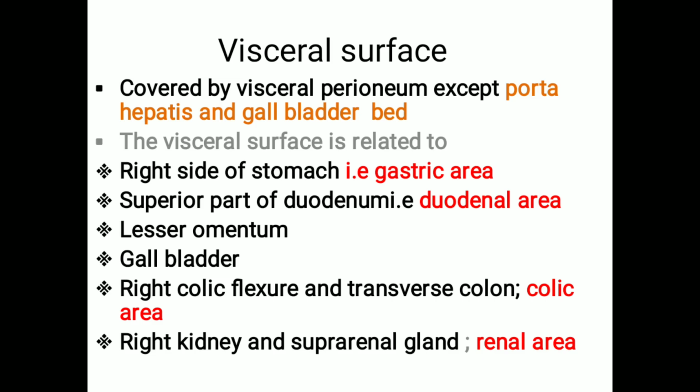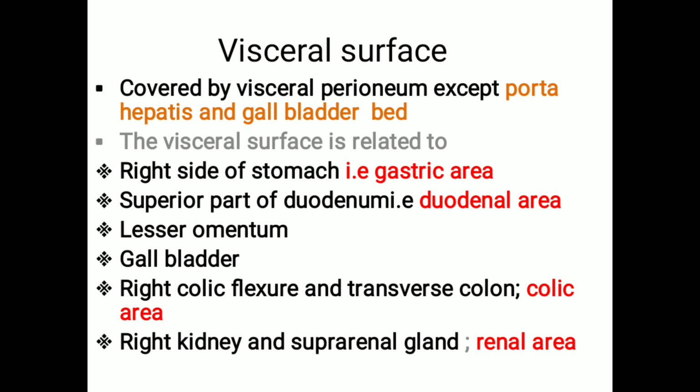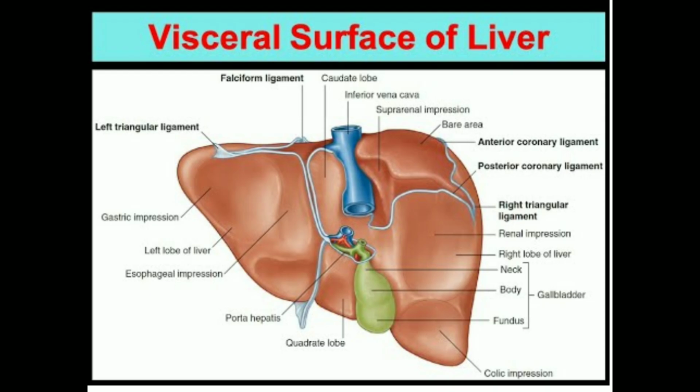First, the right side of the stomach, gastric area. Here you can see this is a gastric impression, and the esophageal impression. Then next you can see the duodenal area. Then the colic area for the transverse colon, and the renal area, where you have to know which kidney, the right kidney and the right suprarenal gland. This is about the visceral surface of the liver.